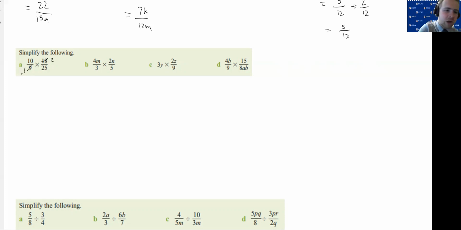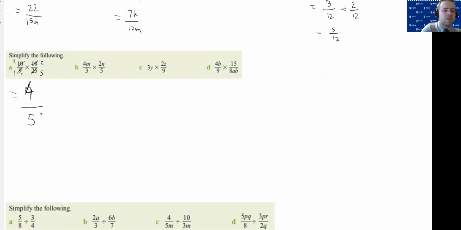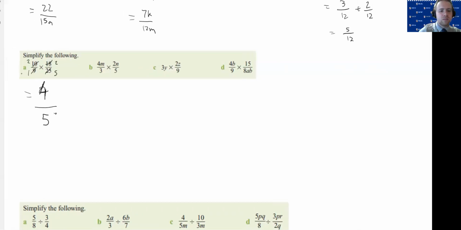And then I have a common factor of 5, so I can make that a 2, and I can make that a 1. So what I end up with is 2 times 2 to get the top number, which is 4. And then the bottom is 1 times 5, which gives me 4/5.